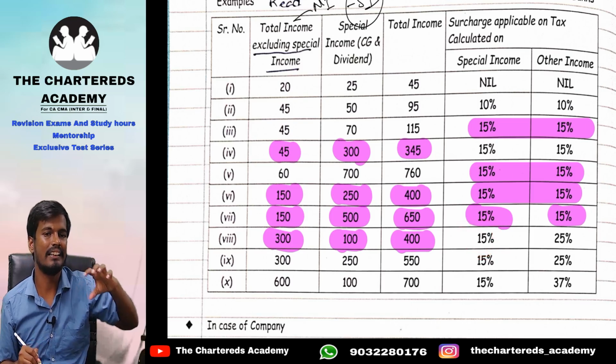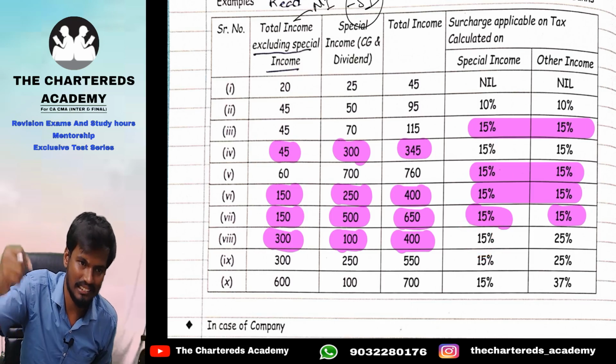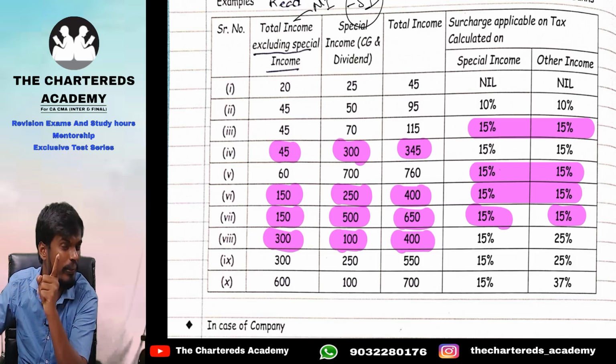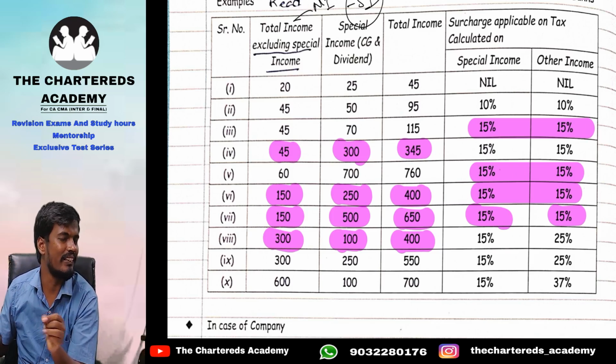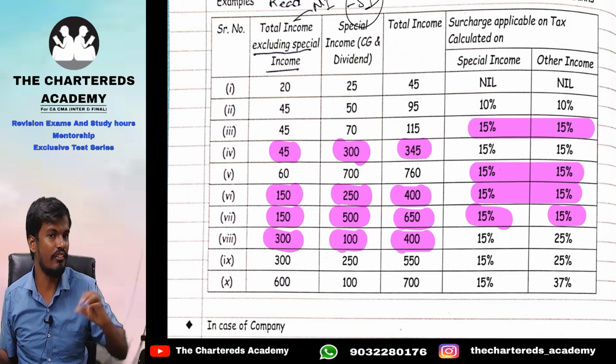So, I am explaining that when your normal income itself exceeds the 2 crores, you charge the highest surcharge rate on the normal income. But whatever the balance income in the specified income, even 1 rupee in the balance specified income, you are required to charge the 15% surcharge rate.